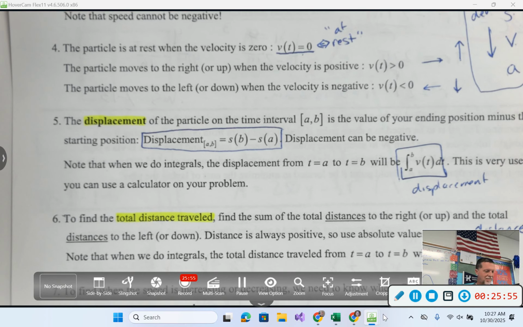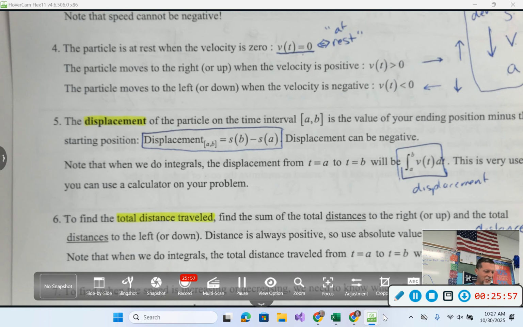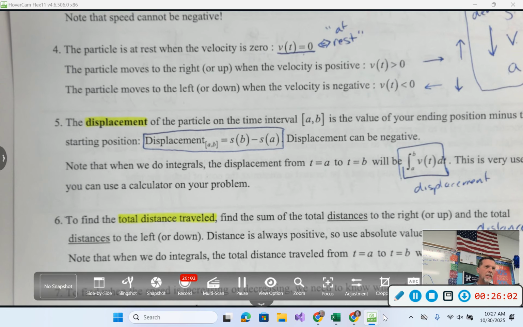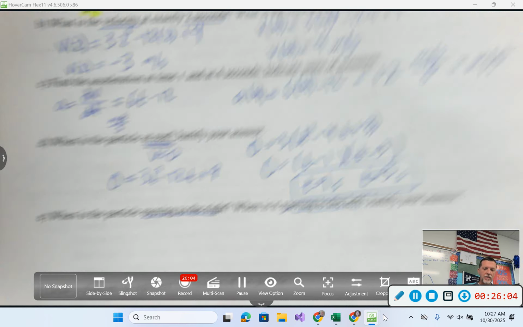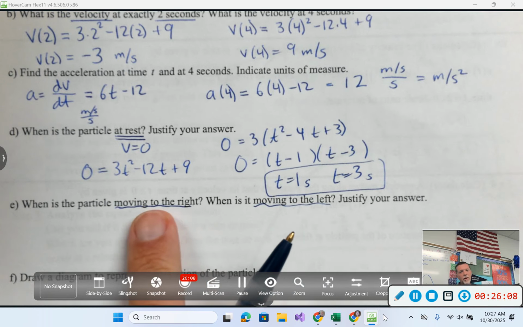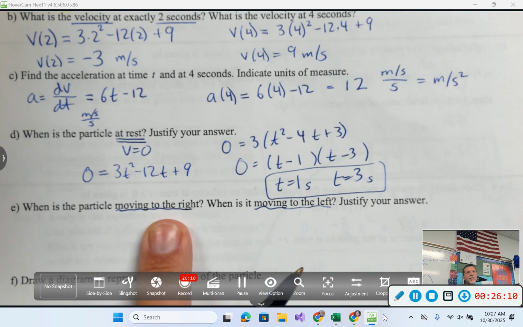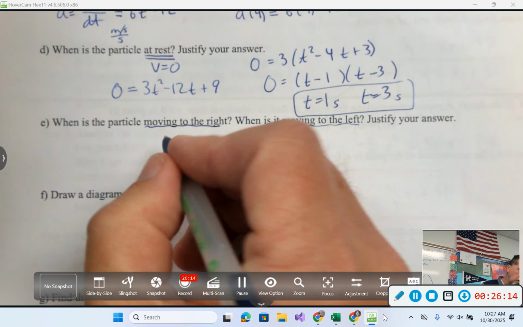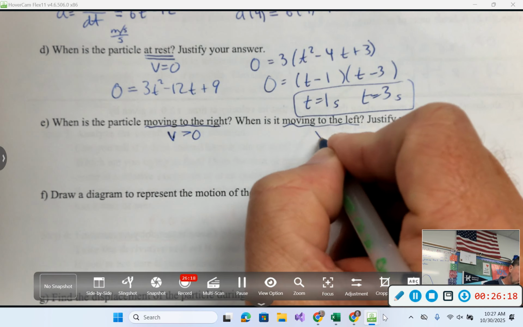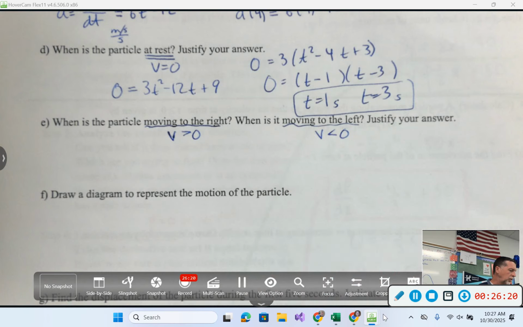Okay. So that's in your brain. It's good it's in your brain. Look at number 4. Oh, when it's positive or negative. Sort of gets back to Sophia's question earlier about the sign of the velocity tells you which way you're going. So moving to the right means V is positive. Moving to the left, that would be where V is negative.